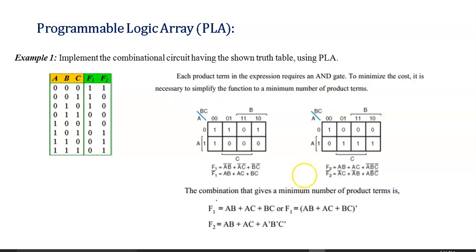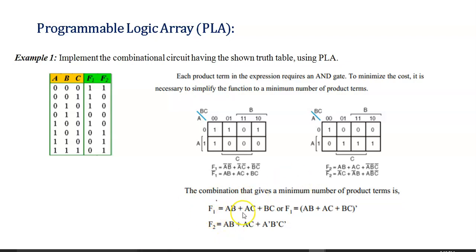Now you need to try to reduce the implementation as far as possible. If I take this equation and this equation, the number of product terms is 1, 2, 3, 4, 5, 6. But if I take the complement of this, where F1 bar is written, A bar, B bar is written as AB, A bar, C bar is written as AC, and B bar, C bar is written as BC. So in this equation and this equation, you can see AB and AC are common, and that way you reduce two AND gates, which is very much required to optimize the circuit.